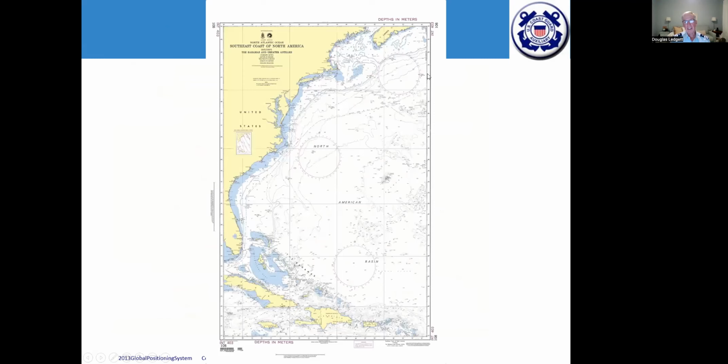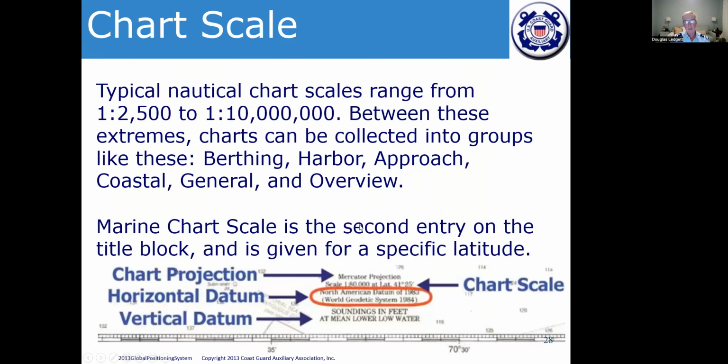So if you look at a large scale chart, you'll see a lot of different compass roses. And because you are in different areas, they will have different variations in the center of their compass roses, because it depends on where you are on the Earth at the time and how much that change has occurred. So when we're looking at charts, your normal typical nautical charts range from a ratio of 1 to 2,500 to 1 to 10 million.